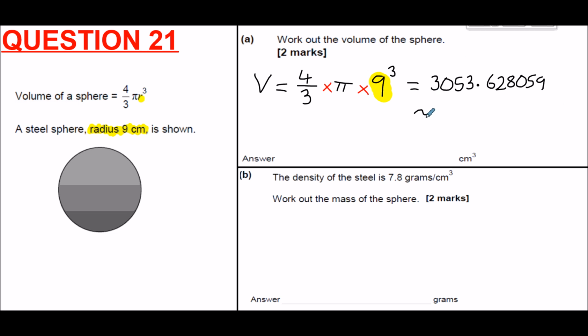If you want to round it to something a bit more sensible, what we could do is, for example, round to 3 significant figures, or maybe even just the nearest whole number of cubic centimetres. So to the nearest whole number, that would be 3054 cubic centimetres, because next to that 3 is a 6, which makes this 3 round up to a 4.